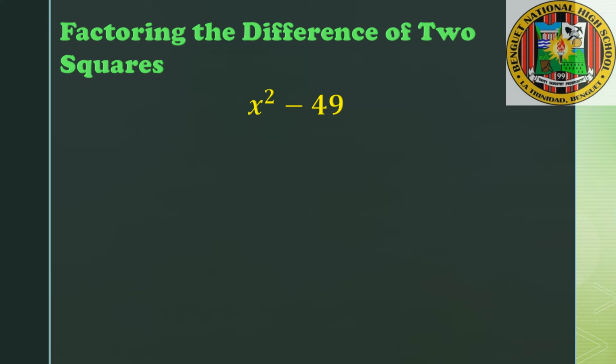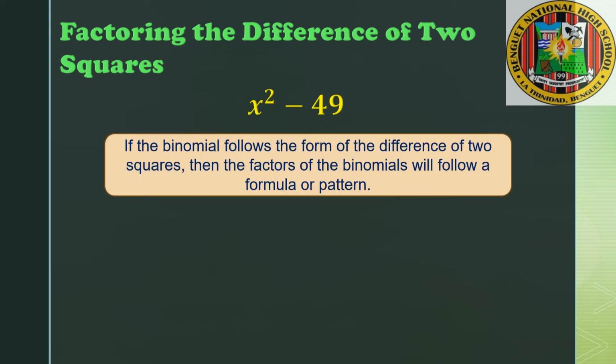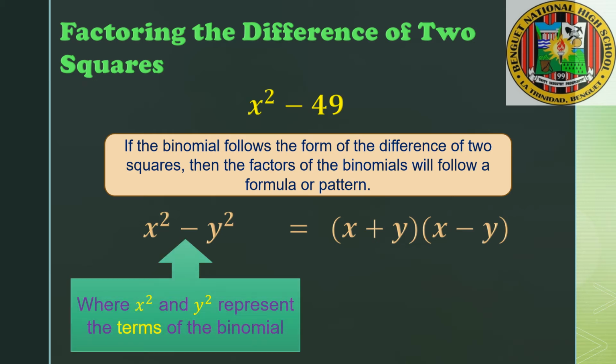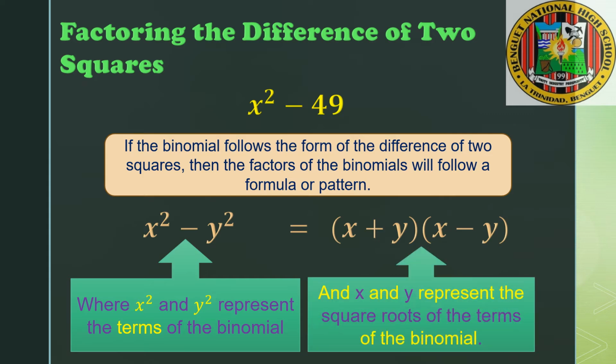So now that we know that the binomial we are solving follows the form of the difference of two squares, we can now use the pattern. Let's take a look at the pattern that we have to follow. X squared and y squared represent the terms of the binomial, and that's what we are factoring out. The factors will follow the pattern the quantity x plus y times the quantity x minus y, where x and y represent the square roots of the terms of the binomial.